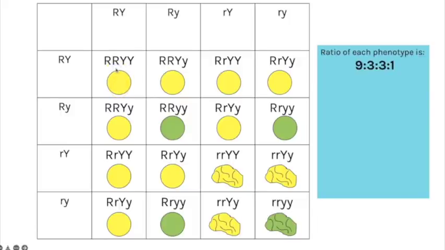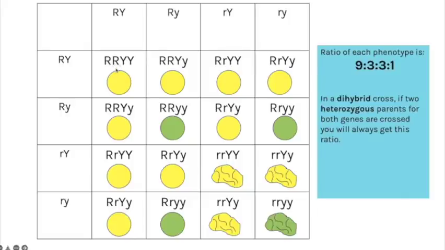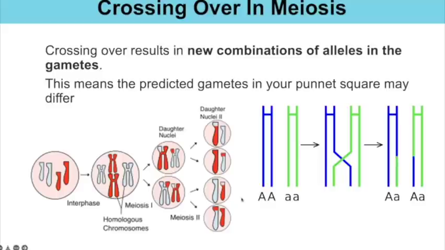So our ratio here is 9:3:3:1. And if you have a dihybrid cross where both parents are heterozygous for both genes, then it will always be 9:3:3:1, unless there is autosomal linkage or there is crossing over. So let's have a look then at crossing over and how this could affect the ratio. So crossing over results in new combinations of alleles in the gametes. So that means the predicted gametes that we had in our Punnett square may actually differ.